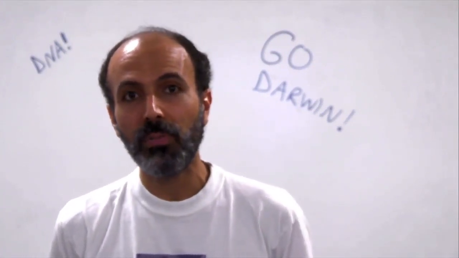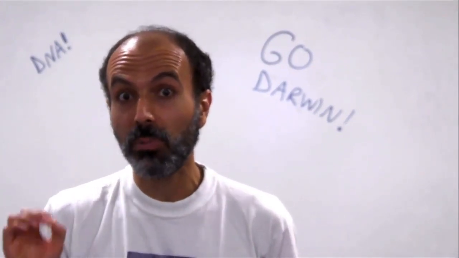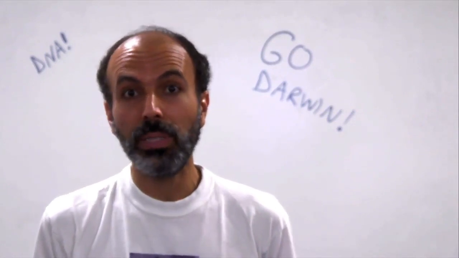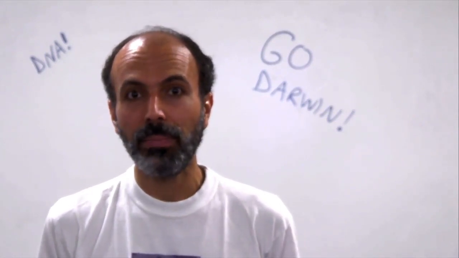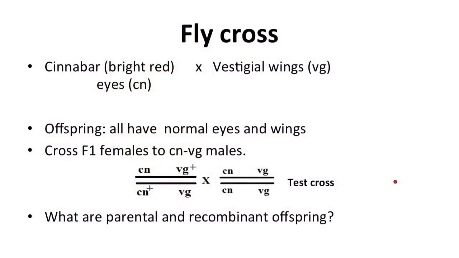Well, what would the genotype be for these males? If they have both mutations, we know it's recessive, so what would the genotype for them be? Well, since the males were exhibiting both mutations, the male is necessarily homozygous for CN and VG because it has cinnabar eyes and vestigial wings. So these are the males that we're going to cross them to. These are the F1 females right here. What would be the parental and the recombinant offspring? What would they look like?